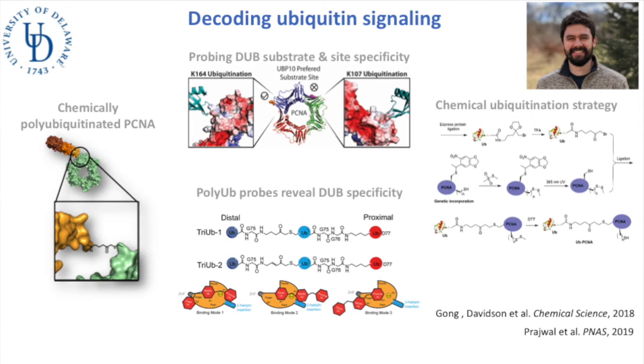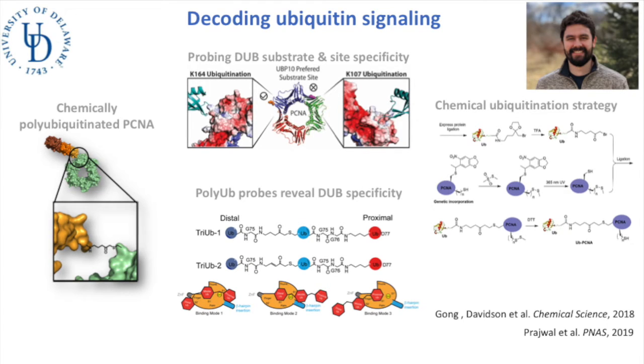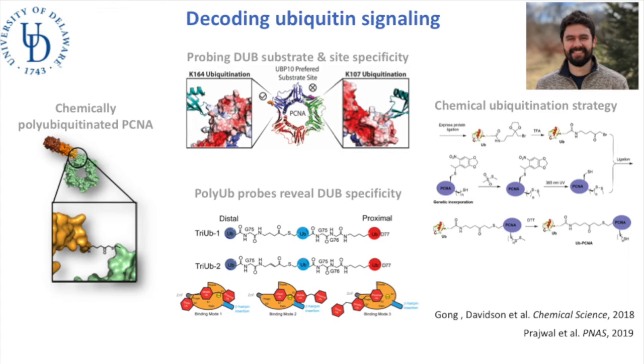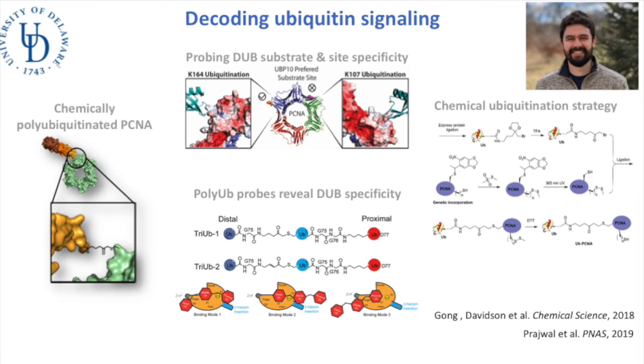One attachment of ubiquitin to PCNA leads to translesion synthesis, and a polyubiquitin attachment to PCNA leads to a less understood error-free pathway. In the Zhuang lab, we have developed a chemical ubiquitin ligation strategy that allows us to probe the inner workings of this pathway.